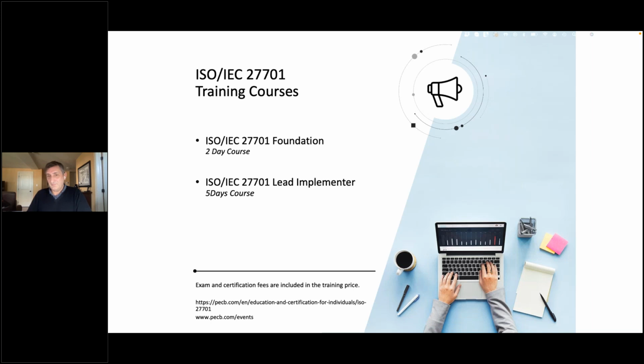Now, without further ado, we will go ahead and take some time to answer some of the questions from the attendees. Let's start with the first question, which is regarding the risk assessment. Do we have to measure the impact on assets based on the CIA Triad?